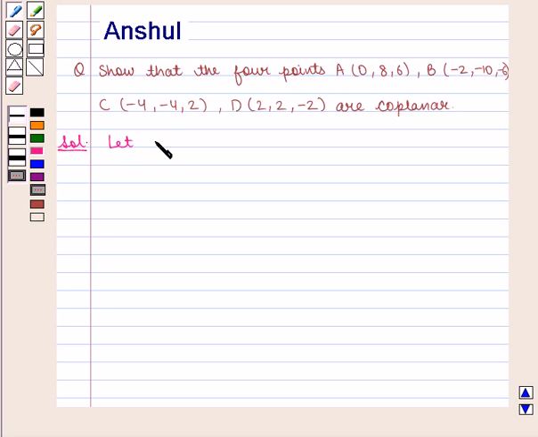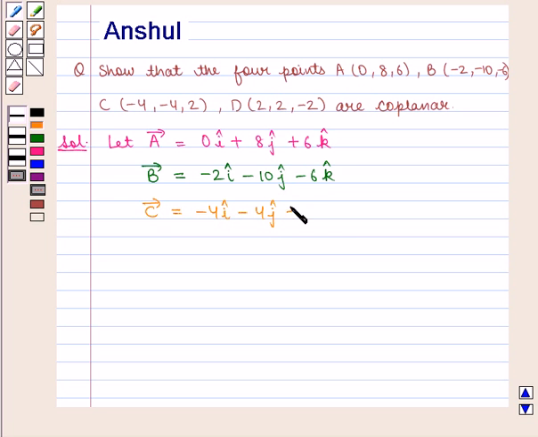Now, position vector of A is given by 0 i cap plus 8 j cap plus 6 k cap. Position vector of B is given by minus 2 i cap minus 10 j cap minus 6 k cap. Position vector of C is given by minus 4 i cap minus 4 j cap plus 2 k cap, and position vector of D is given by 2 i cap plus 2 j cap minus 2 k cap.